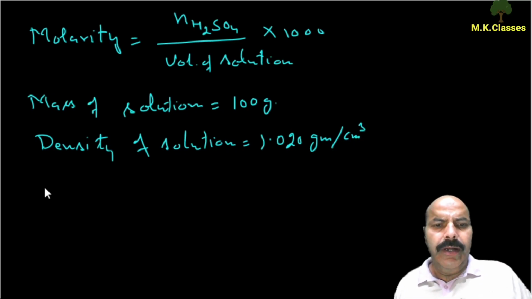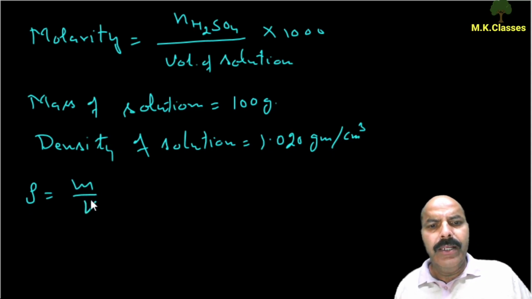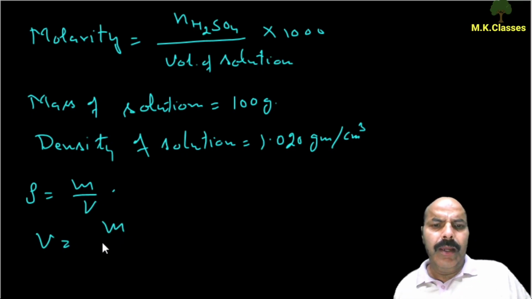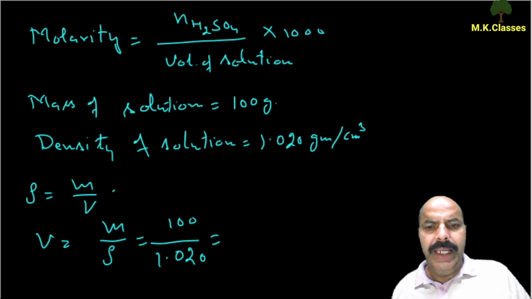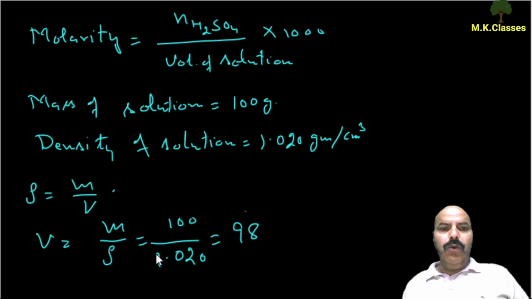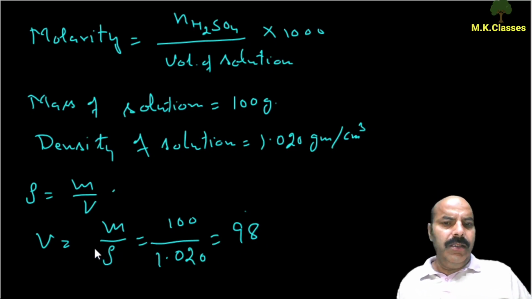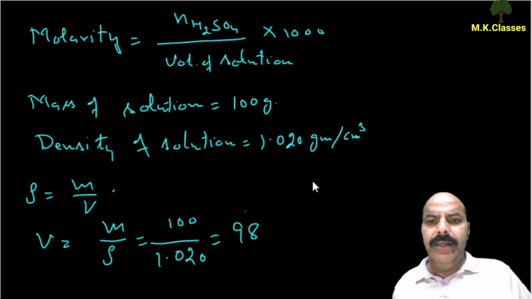Now children, density is nothing but m upon v. So we have to find out v here. So v here is equal to m upon rho, that is the density. So mass, that is 100, divided by 1.020, and that will be equal to, again I'm using a calculator, beta, 98. Okay, exactly it's 98. Is that clear? So here the volume of the solution is 98 centimeter cube.